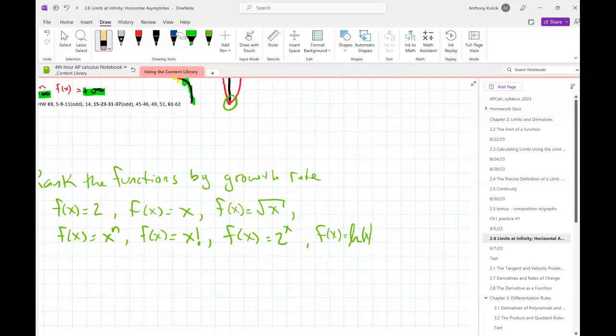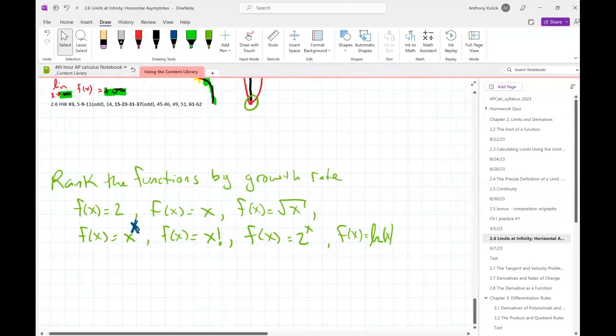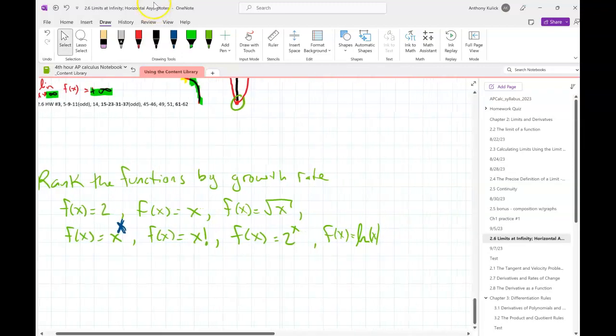I'm going to change this. This shouldn't have been x to the n. I don't know what I was thinking. I want it to be x to the x. All right, ranking these by growth rate.